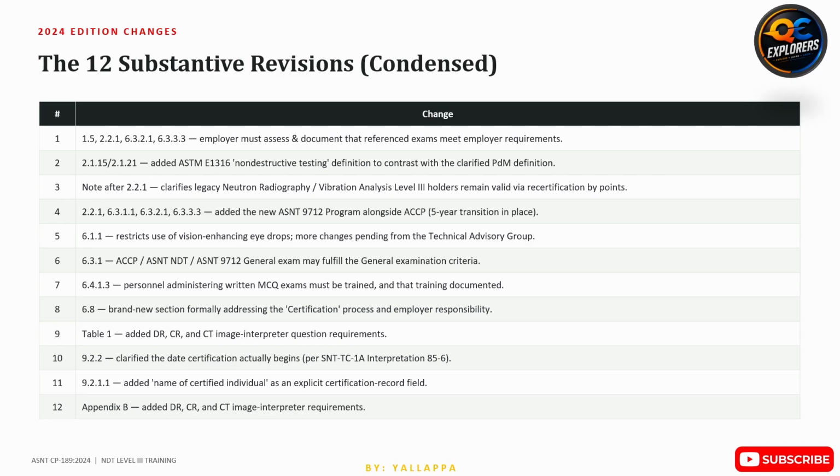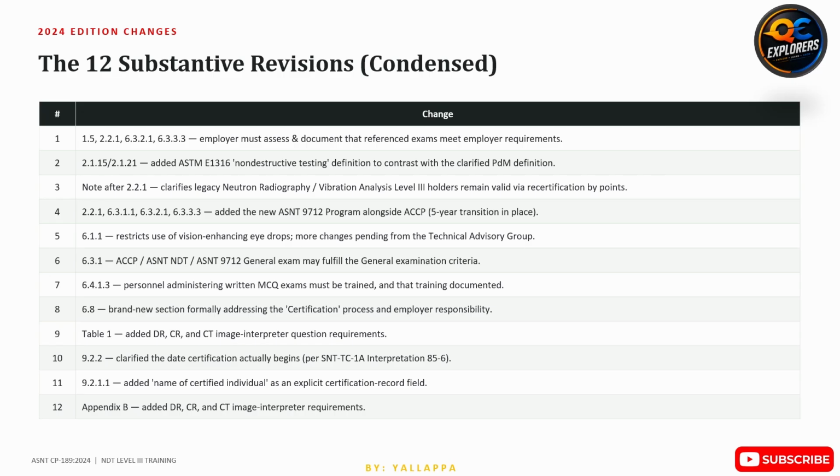Revision 8 creates an entirely new Section 6.8, formally establishing that certification of NDT personnel is the responsibility of the employer. The ninth change updates Table 1 by adding examination question requirements for digital radiography, computed radiography, and computed tomography image interpretation. Revision 10 clarifies that the official certification date is the date the certifying authority signs the certification record after all qualification requirements have been completed.